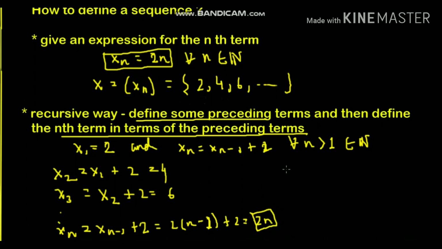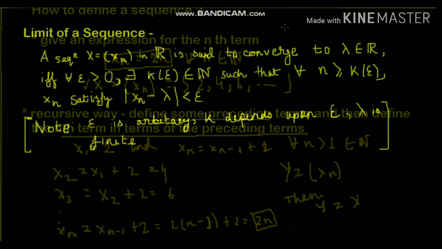If I define a sequence y, which is x of n, and the x is this x over here, which I defined in the recursive way, then you compare these two sets, you will get y equals x. This is a simple way of defining sets in a recursive way or by giving the expression for the nth term.